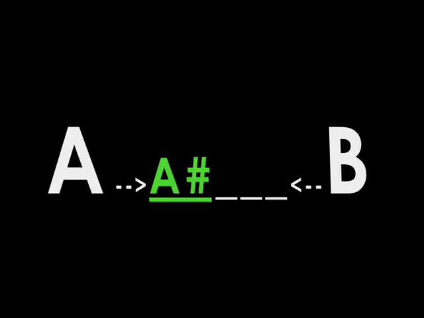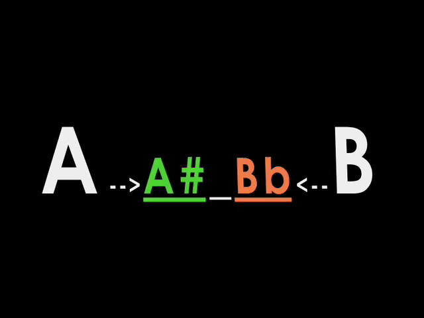Now take the first two letters of the alphabet, A and B. In the musical alphabet, there's a note that's sandwiched right in between A and B. And this note is higher than A, but it's lower than B. So in the music world, you would call this note A sharp, or you could call it a B flat.